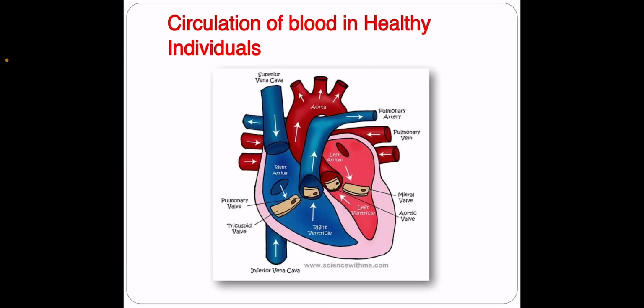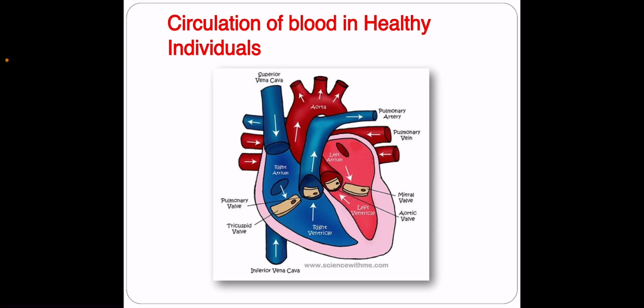This image shows the circulation of blood in a healthy individual. As we all know, from all parts of the body, deoxygenated blood will return to the right atrium through the superior and inferior vena cava. From the right atrium, it will move to the right ventricle through the tricuspid valve. From the right ventricle, it will enter the pulmonary artery through the pulmonary valve. From the pulmonary artery, it will move to the lungs for the oxygenation process. After that, it will return to the left atrium through the pulmonary vein.